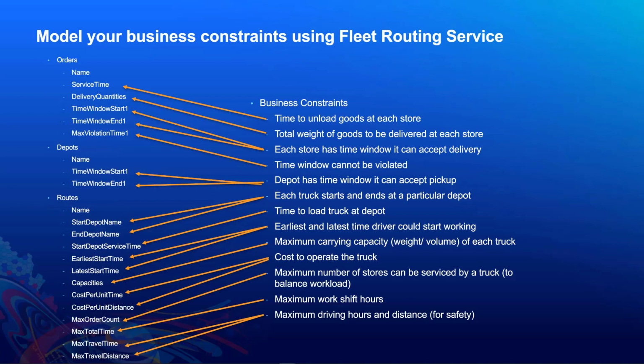To really illustrate all the constraints from our business model into the fleet routing service, here is how we can map each of the business constraints into our input parameters. All the service parameters are very well documented, so you will be able to figure out how to model your business constraints into our service parameter by reading our REST API doc, especially if your problem isn't very complex.